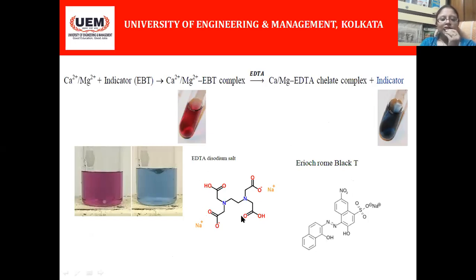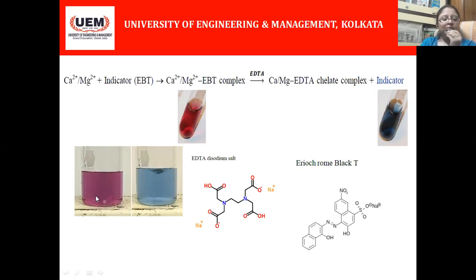So this is the structure of the disodium EDTA salt. This is the structure of the eriochrome black T. This structure you have to remember. And this is the picture of the solution, how it looks like. It is the color of the solution, that is wine red.